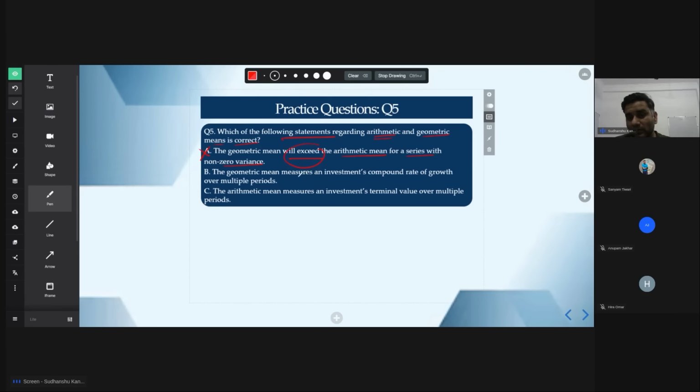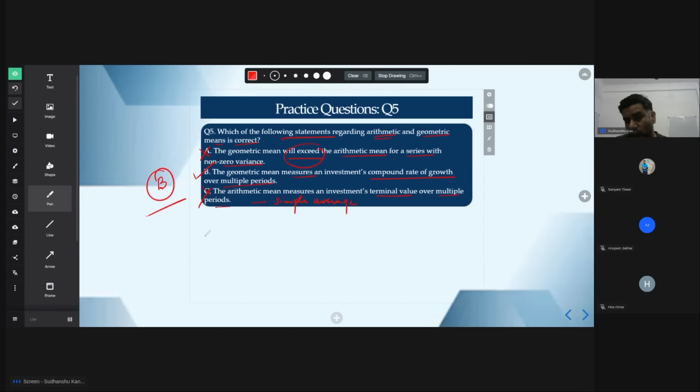The geometric mean measures an investment's compound rate of growth for multiple periods. That seems okay. Arithmetic mean measures an investment's terminal value over multiple periods. There is no question of terminal value, right? Because we never discussed any terminal value. It's just a simple average. Arithmetic mean is simple average. There is no concept called terminal value, right? So the option is B.